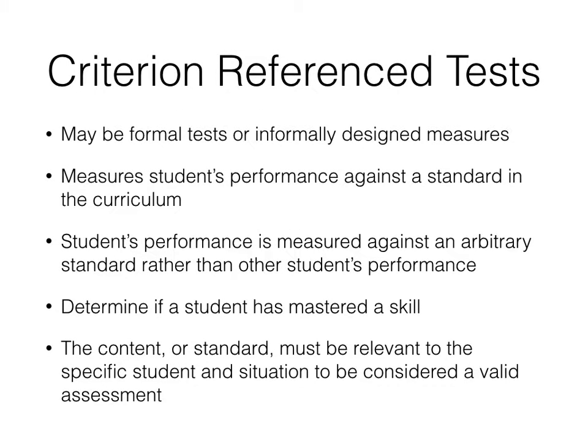Talking about criterion reference tests, so these are tests that might be formal tests or they might be informally designed measures. So criterion reference tests are tests that will measure a student's performance or achievement not against a normative sample of other peers, but against a specific standard or expectation in the curriculum. So these tests really can kind of go either way in terms of them being formalized, published types of tests, or tests that you can develop locally as a teacher, as an intervention specialist, to find out information about the skills that your students may or may not have.